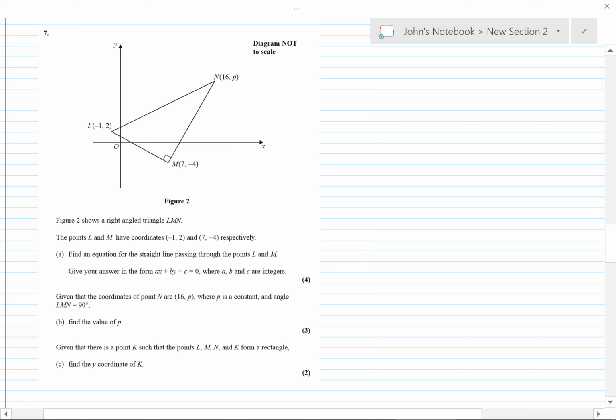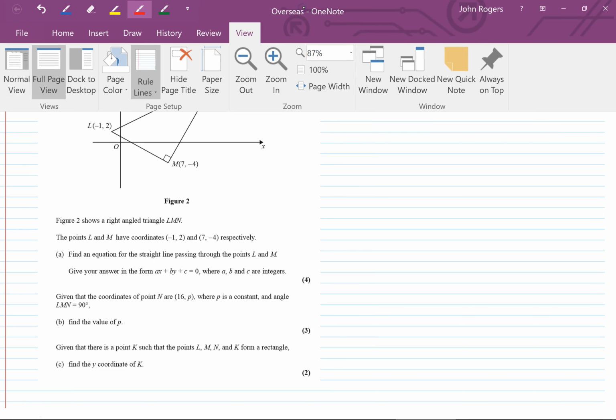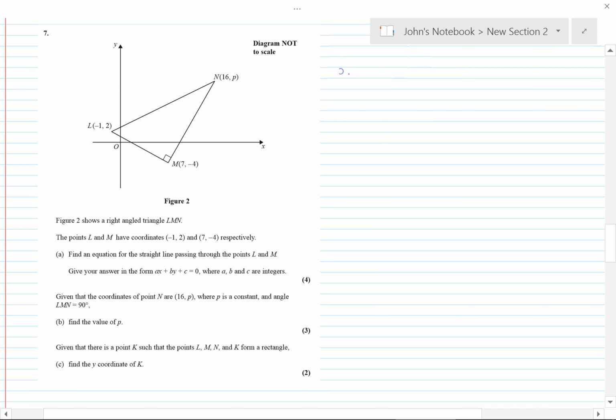Okay, it's a coordinate geometry question. You almost always get one of these types somewhere in the paper. So it's all about gradients, distances, that type of thing. Right, so let's have a look at it. We've got straight lines passing through L and M. So we've got to find a gradient first.